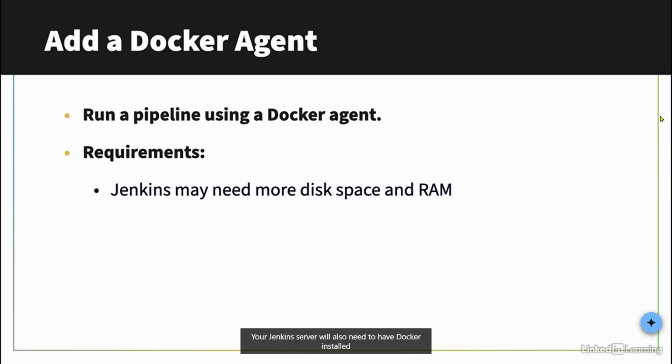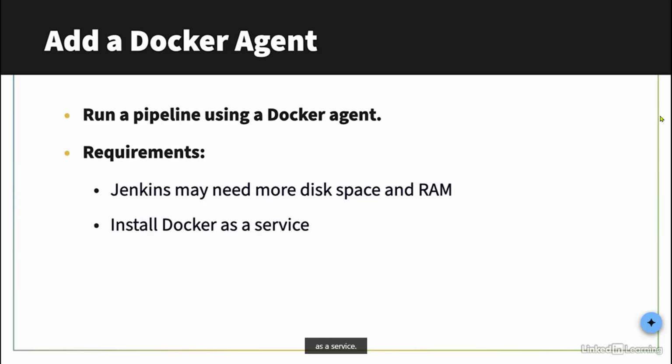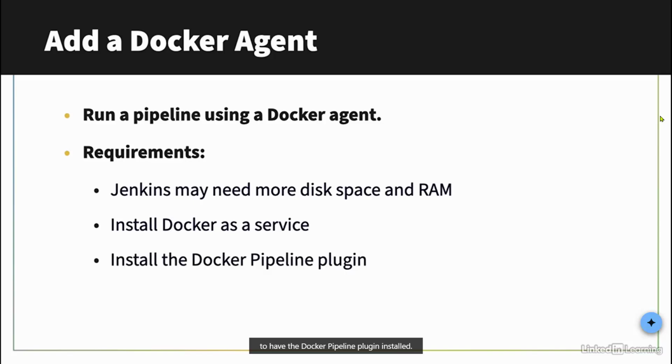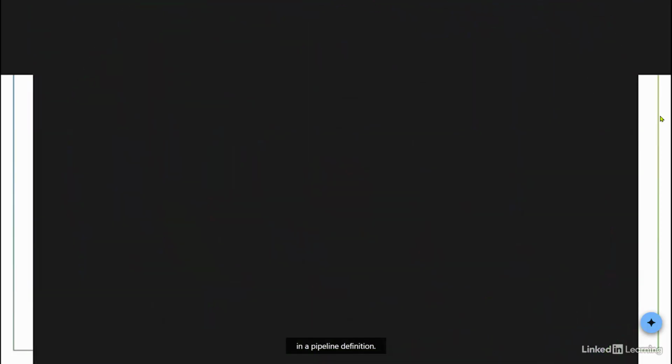Your Jenkins server will also need to have Docker installed as a service. For this demo, I'll be running Docker directly on the Jenkins server, so I'll be making sure the service is available for Jenkins to use. And finally, your Jenkins server will need to have the Docker pipeline plugin installed. This will allow Jenkins to use the Docker agent keyword in a pipeline definition.